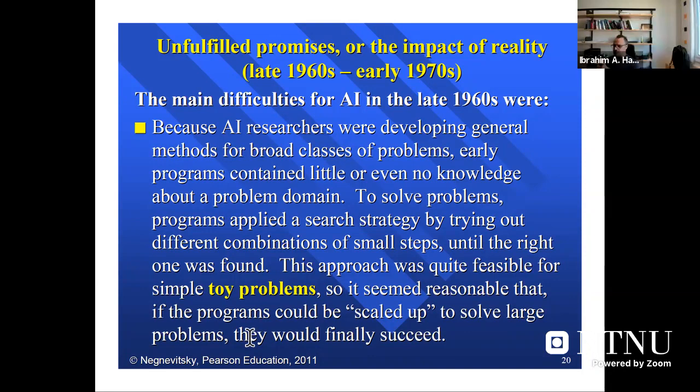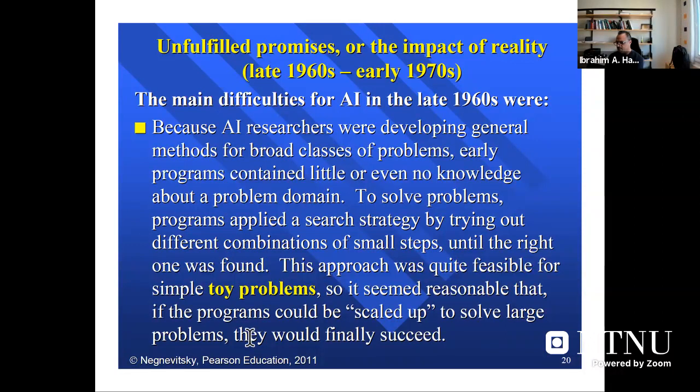Early programs contained little or even no knowledge about the problem domain. To solve problems, the programs applied a search strategy, trying out different combinations of small steps until the right one was found. So it's like a trial and error effect, or a heuristic approach. This approach was quite feasible for simple toy problems. I mean, you can use this approach for toy problems because maybe you can try 100 times, 200 times. But when you go to a large-scale problem, it will be impossible because you need to try maybe millions and millions of steps, which will take an infinite amount of time.